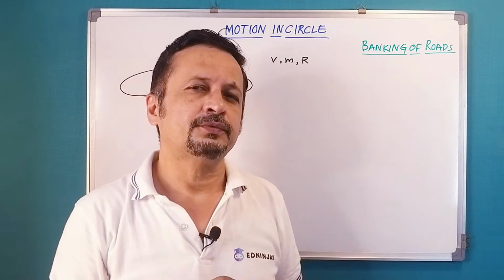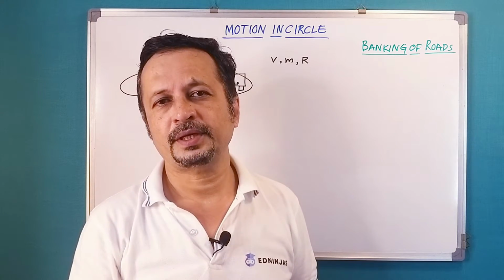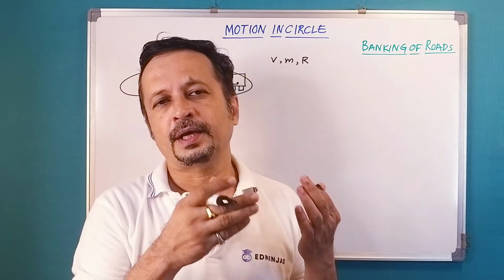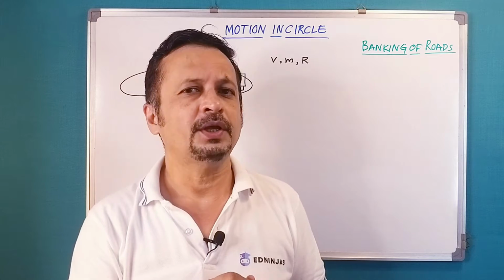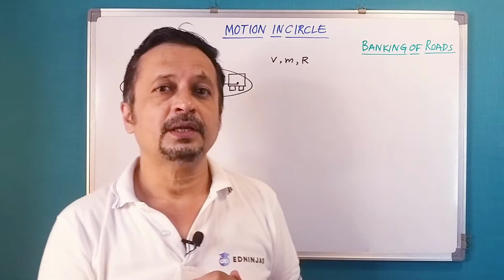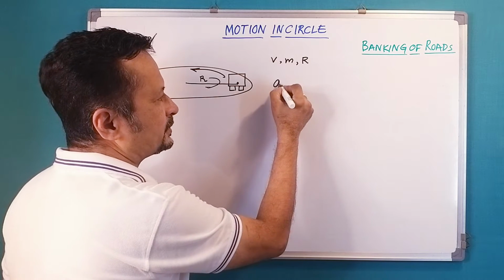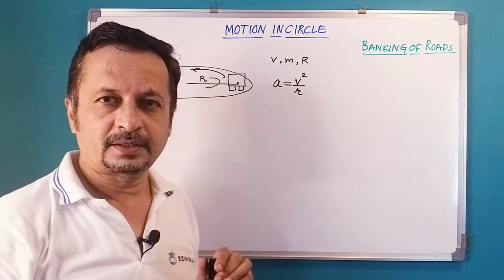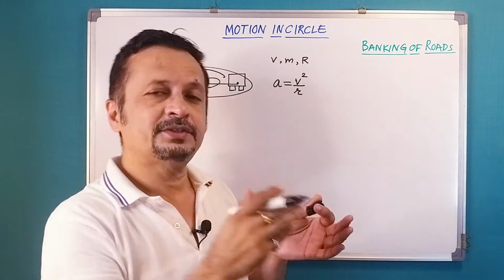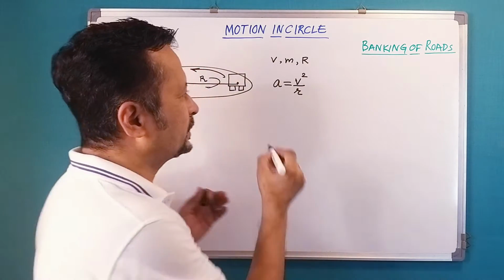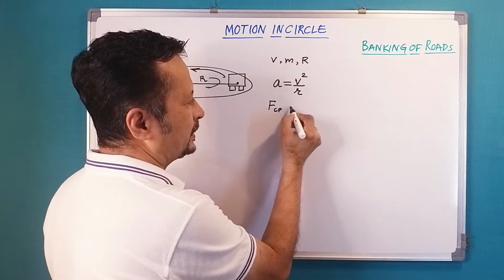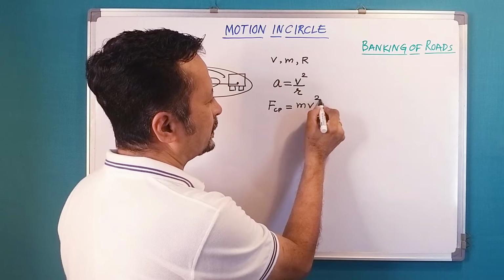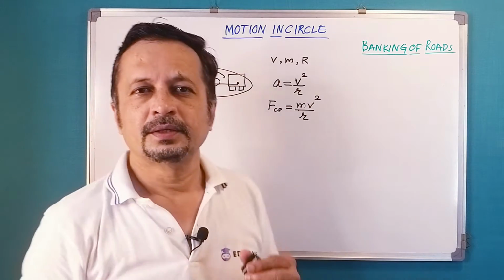Now we know that for circular motion to be possible, there has to be centripetal acceleration. So something pulls the car towards the center of the road, so that circular motion is possible. We would definitely need some centripetal acceleration, and we know that centripetal acceleration is given by v square upon r. So if acceleration is v square upon r, then centripetal force, F_CP, would be equal to mass into acceleration. So it would be m into v square upon r. That is the centripetal force.